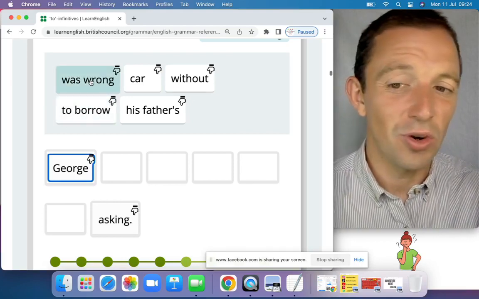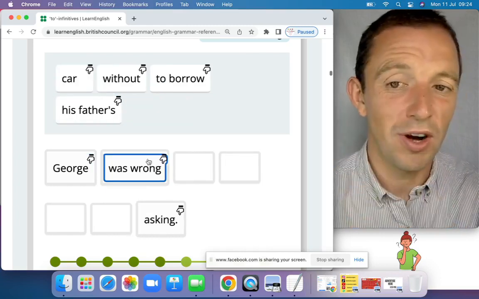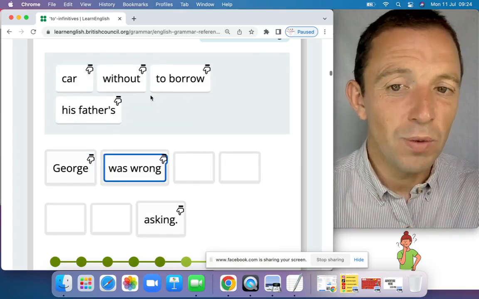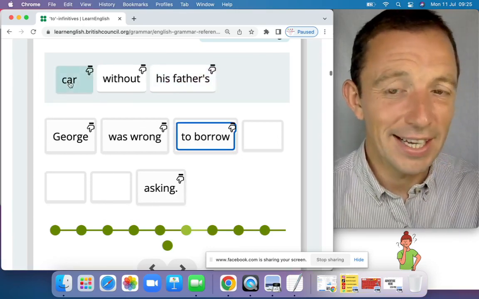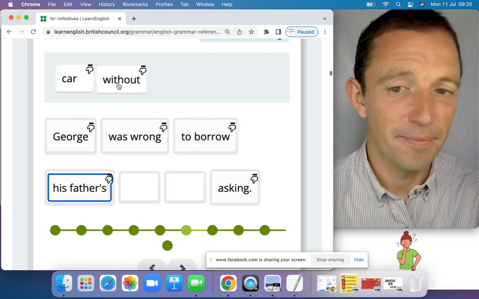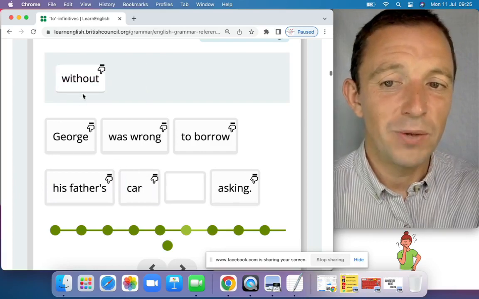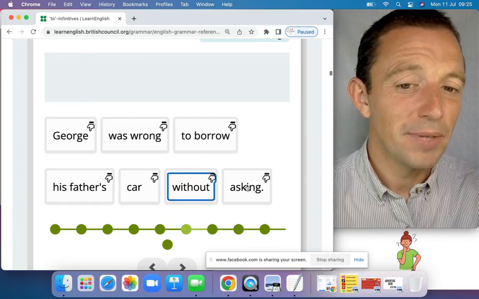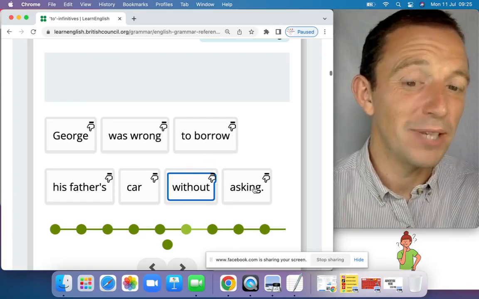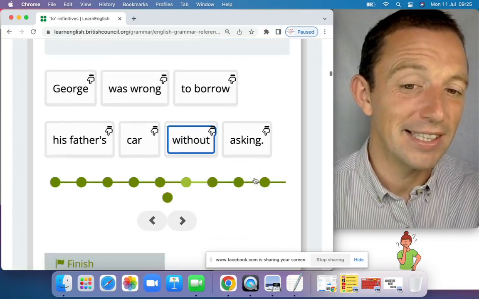So I think George was incorrect. George was wrong. After wrong, we have the infinitive. Wrong to borrow. To borrow what? The car, but his father's car. Without asking. Typically, after without, it's the ing. Without knowing, without eating, without going, without asking. That's the typical rule.